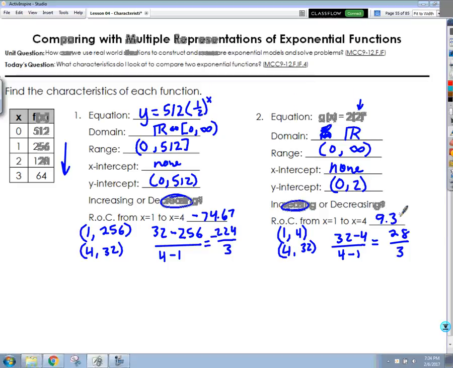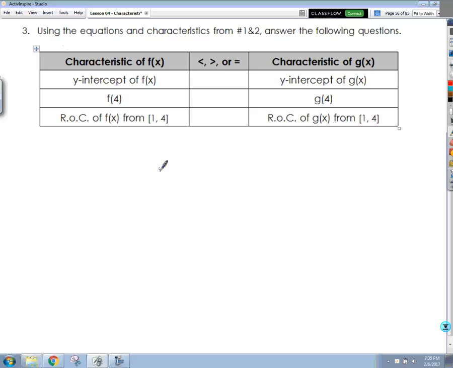The next one, using the equation characteristics from number 1 and 2, answer the following questions. Y-intercept of f(x) and y-intercept of g(x). So f of x was 512. Remember, g of x was 2. Well, that means that has to be greater than. If I plugged in f of 4, I get 32. If I plug in g of 4, I get 32, so that's equal. Remember, I'm going back to question 1. This was on the left side, this was on the right side. You see?